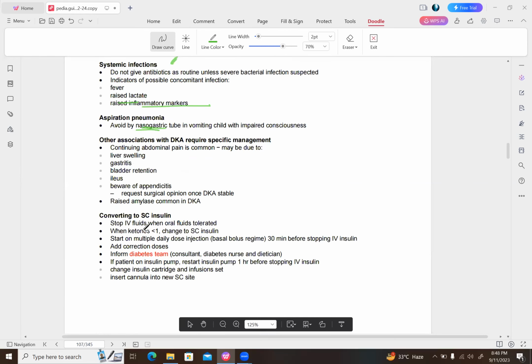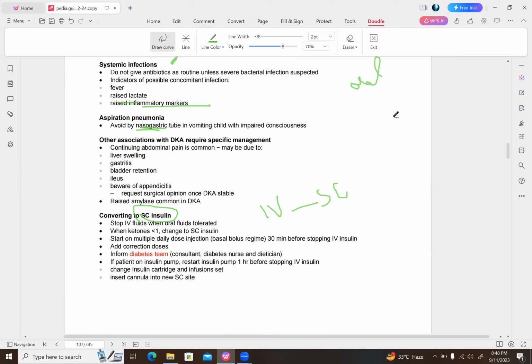Converting to subcutaneous insulin. The question is when you switch from IV to subcutaneous. Another thing which repeatedly comes in the exam is when you give oral fluids or oral glucose along with these infusions. Remember this cutoff value, 14. If it is less than 14, then go for the oral option.